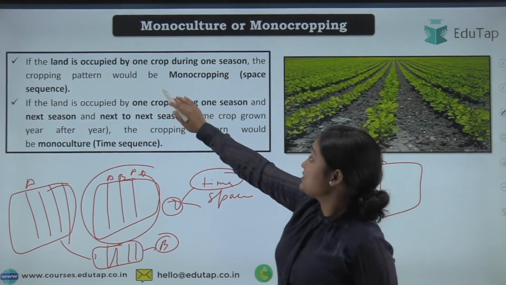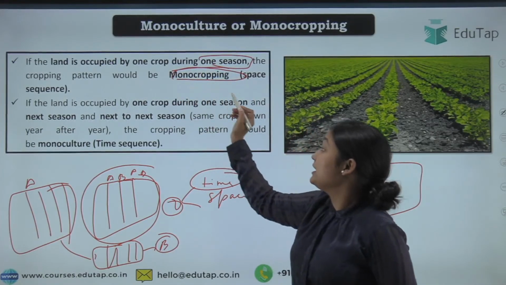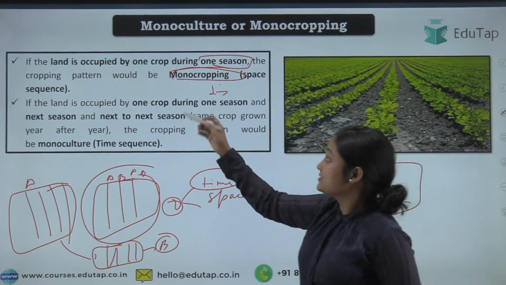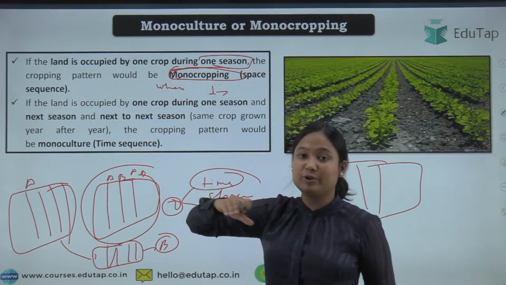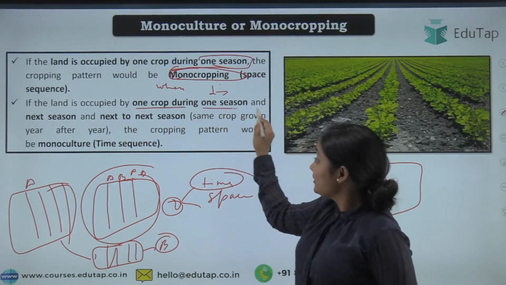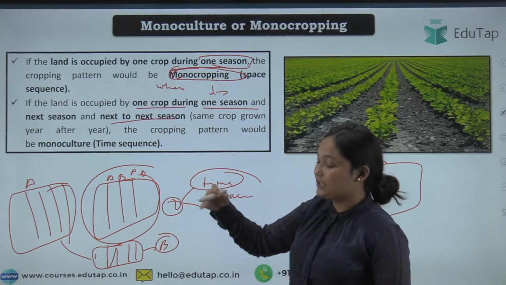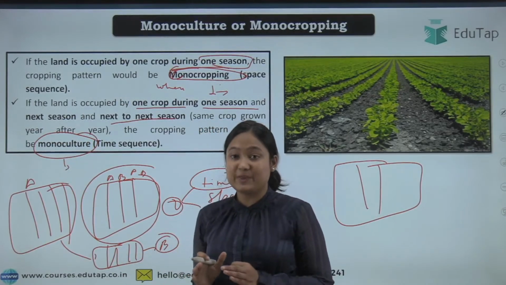Now here, if the land is occupied by one crop during one season, that will be called monocropping. Let's say in a year you are growing only one crop, suppose that is wheat. That will be known as your monocropping. Now if the land is occupied by one crop in one season and the next season a different crop, so we are differentiating the crop, that will be called monoculture. So I hope that is clear.